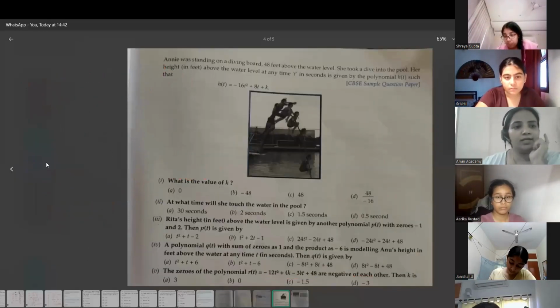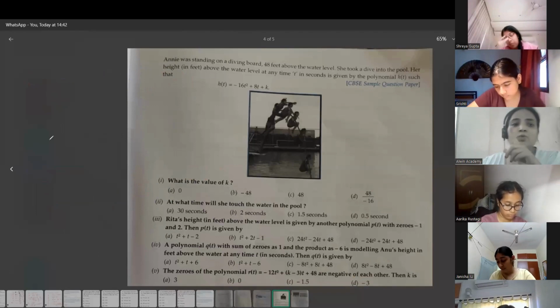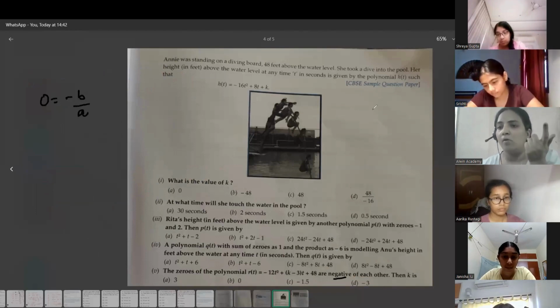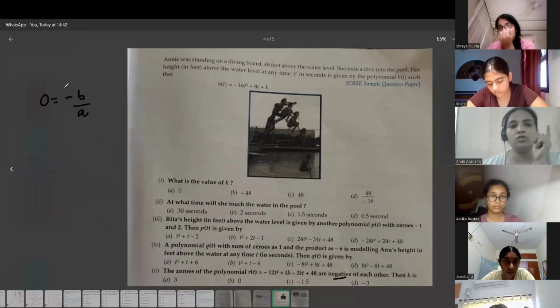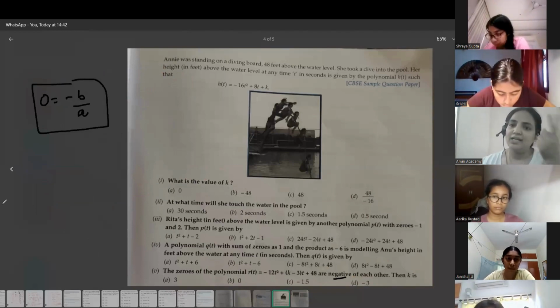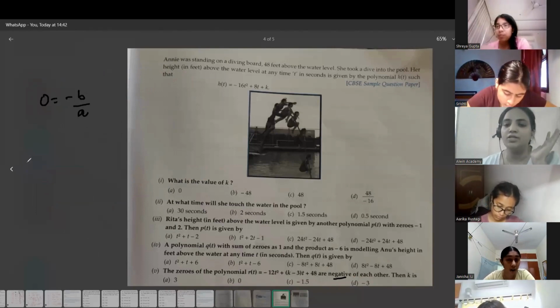So now we are discussing part 5. The zeros of the polynomial are negative of each other. That means what I have told you to put, 0 equals minus b by a. Right or not, everyone? This is the condition you people know, and write that condition before this. Don't just directly put this. So write there that sum of zeros will be equal to 0 then. So 0 equals minus b by a is the condition now.